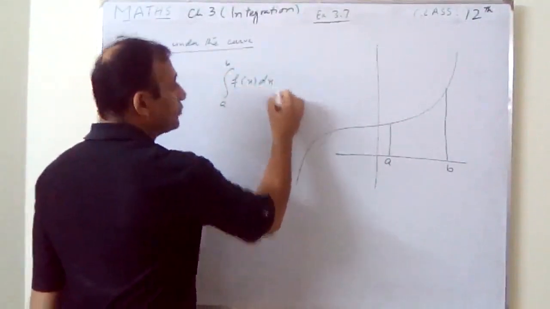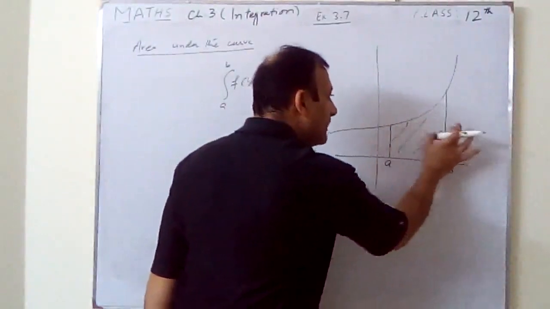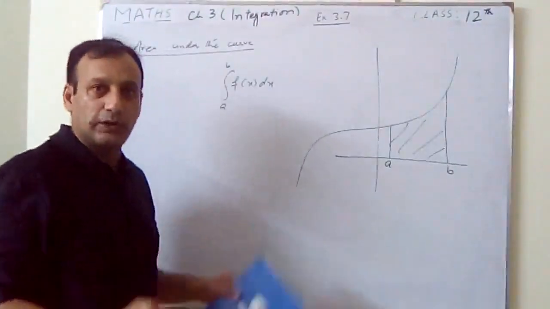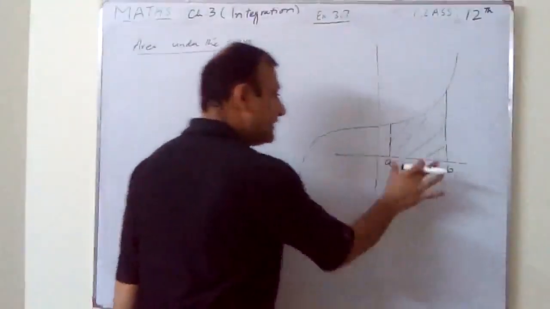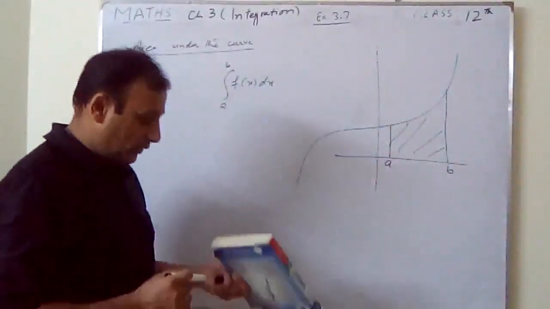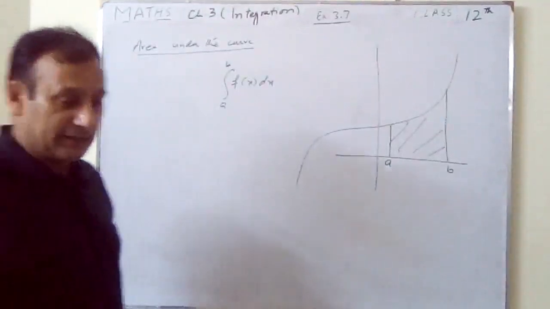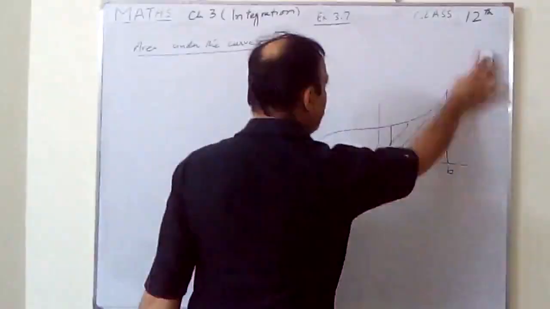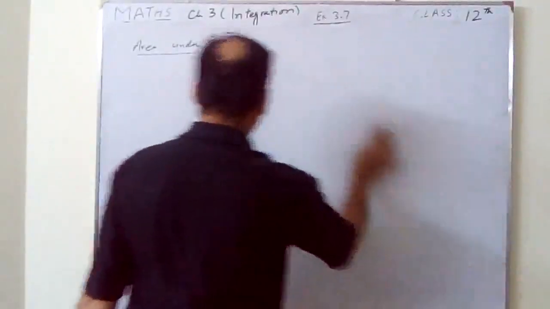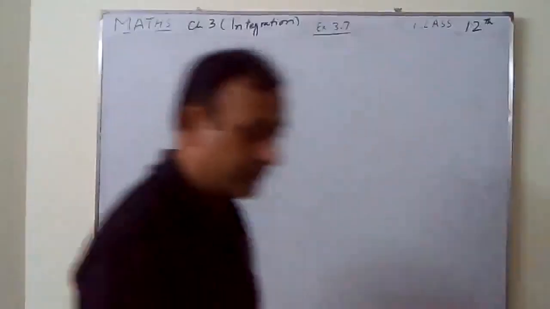We use it to find the area of this curve from point A to B, not the whole curve, but between 2 specific points. So that is the purpose of using this integration here. This is the practical application of this integration, and it is called area under the curve.